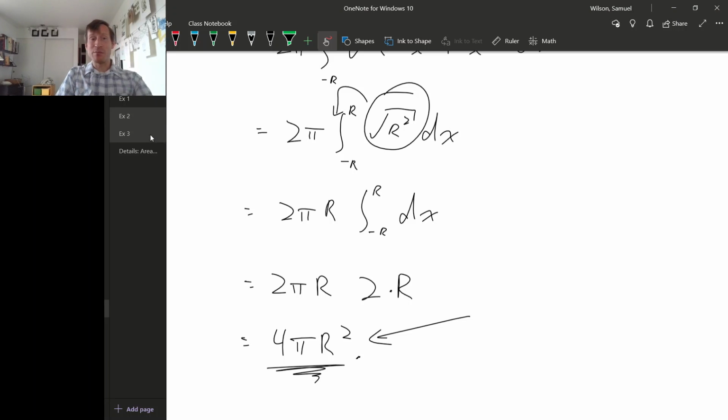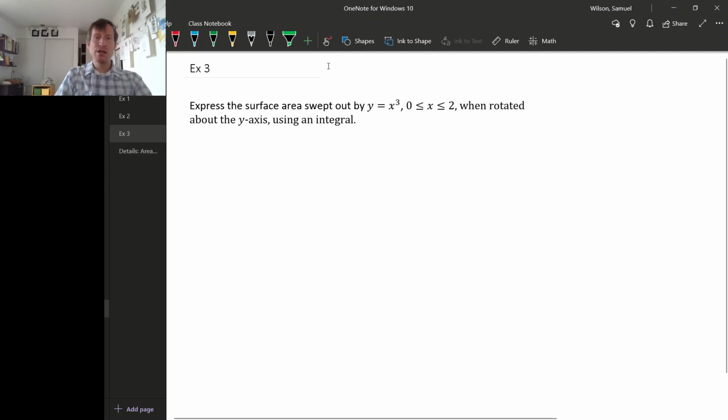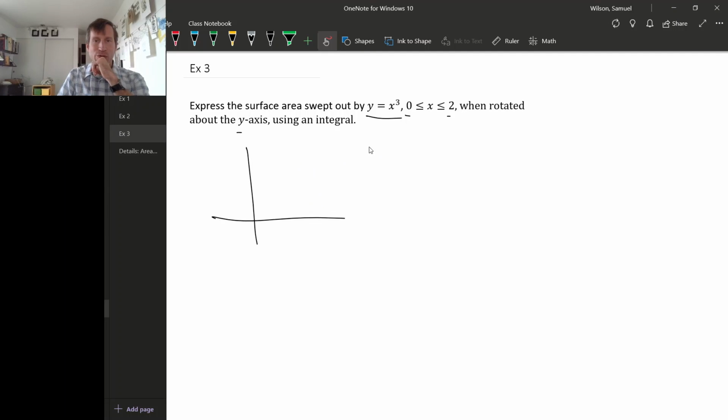All right, let's look at one more example of a surface area using an integral. So let's express this area as an integral. We're going to take y equals x cubed from x equals 0 to 2, and we're going to rotate about the y-axis. From 0 to 2, y equals x cubed looks like this. We're going to rotate about the y-axis, so we're going to get one of these cup shapes again. We know we're going to need the derivative here, so let's take the derivative of y with respect to x. That's 3x squared.